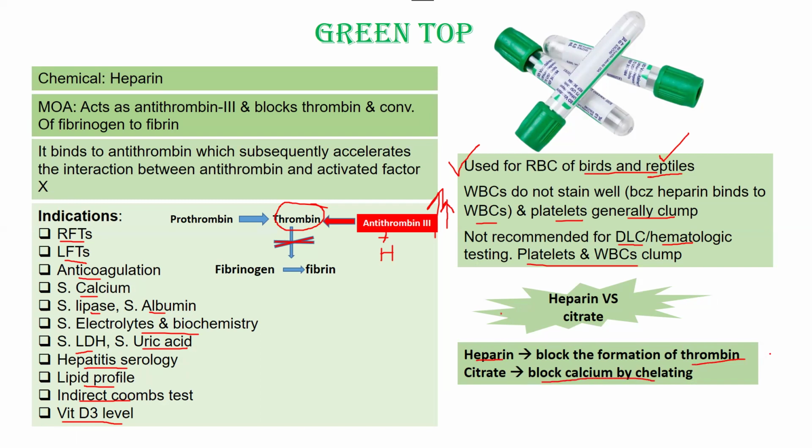So overall, both are blocking the hemostasis process. Both are trying to stop the clot formation, but the methods they use are different. Heparin acts on thrombin and citrate blocks the calcium, and EDTA also blocks the calcium. But the difference between EDTA and citrate is, we have seen previously that citrate is a gentle chelator, EDTA is a strong chelator. So this was about the green top tube.